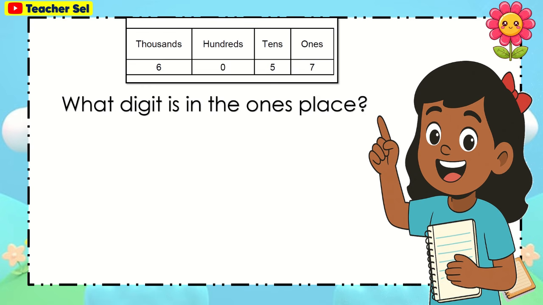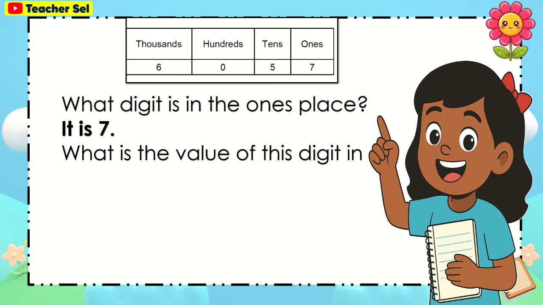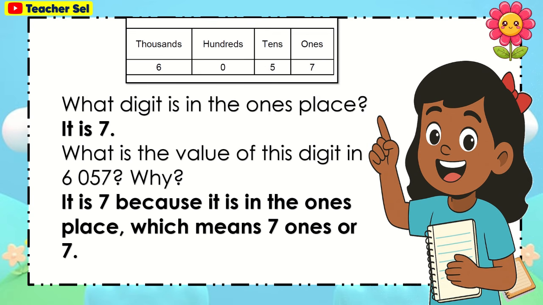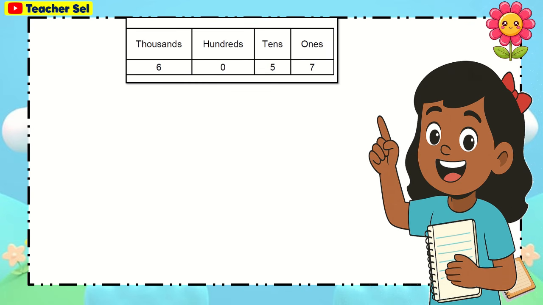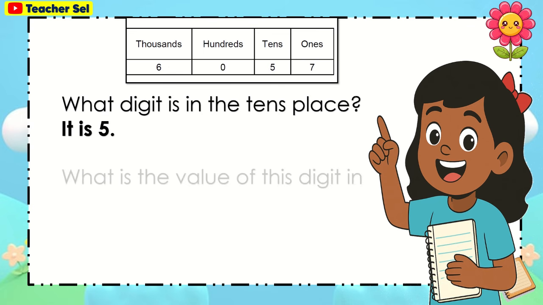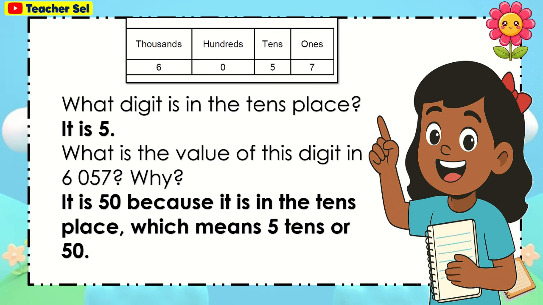What digit is in the ones place? It is 7. What is the value of this digit in 6057? Why? It is 7 because it is in the ones place, which means 7 ones or 7. What digit is in the tens place? It is 5. What is the value of this digit in 6057? Why? It is 50 because it is in the tens place, which means 5 tens or 50.